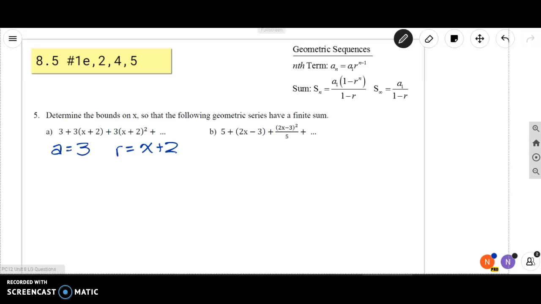Now, we know our limits on r. It's got to be between -1 and +1. So let's just put the x plus 2 in there. x plus 2 has to be between -1 and +1. And we can rearrange this to have restrictions on x by just subtracting 2 from every term. So x needs to be between -3 and -1. All done.